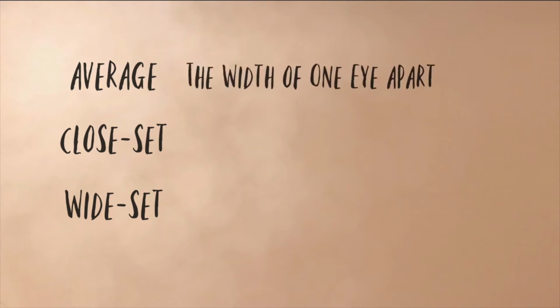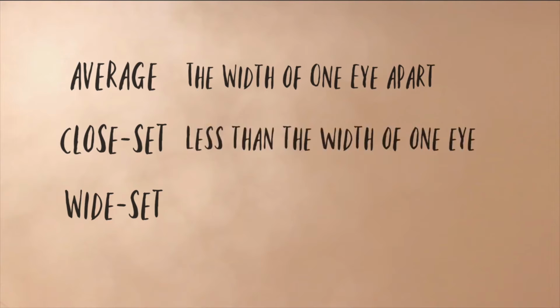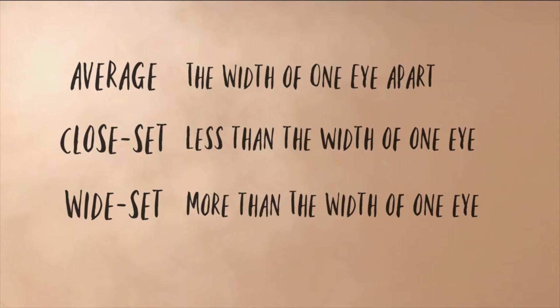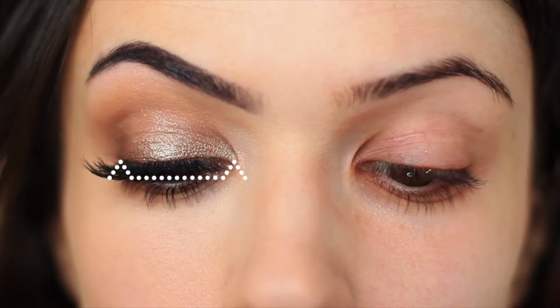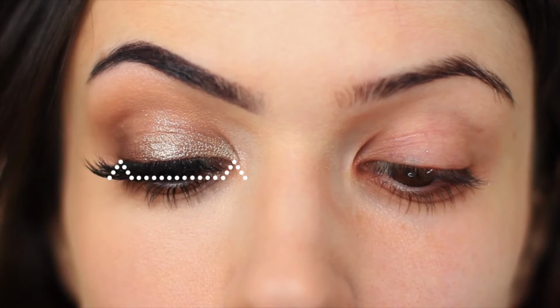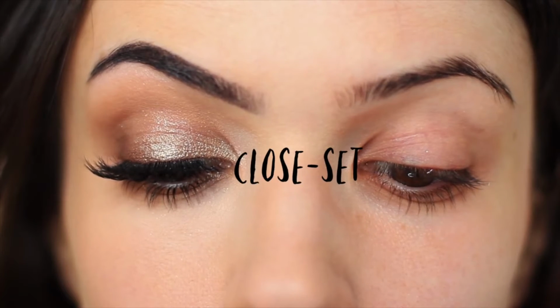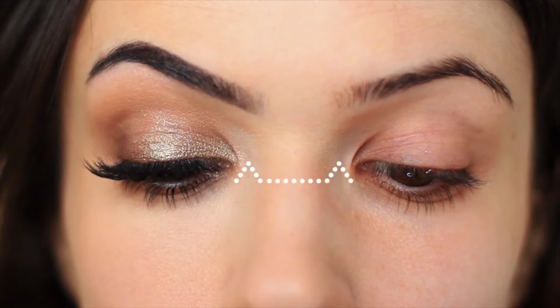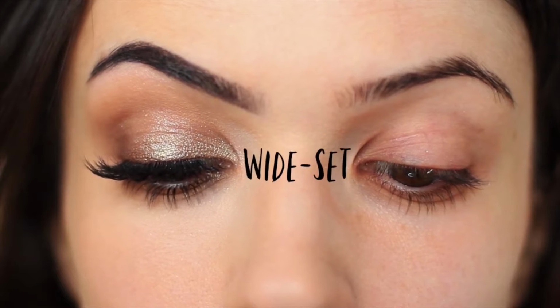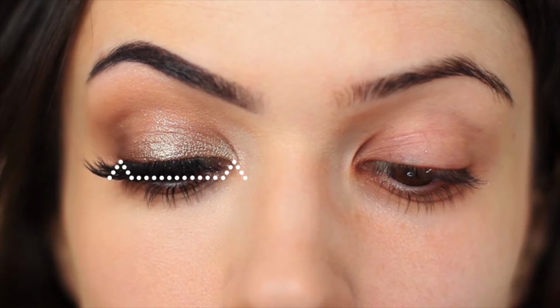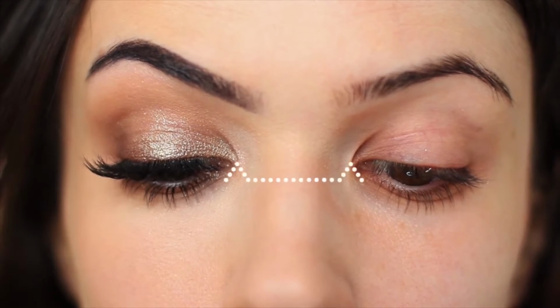The so-called average spacing between the eyes is the width of one eye length apart. If it's less than one eye length apart, it's considered close set. If it's more than one eye length apart, it's considered wide set. So we took the measurement of one eye, placed it in the middle to see where it landed, and if you found you were poking yourself in the eye, chances are you have close set. If you had a little room on either side, chances are you have wide set. And if it fits quite snugly right in the middle, then you have an average eye space.